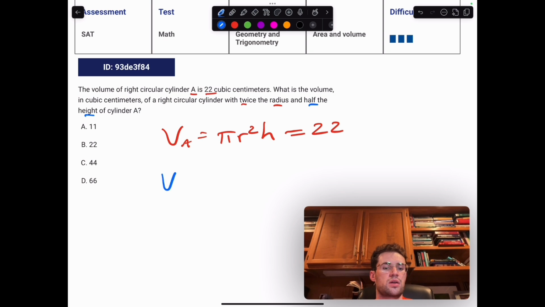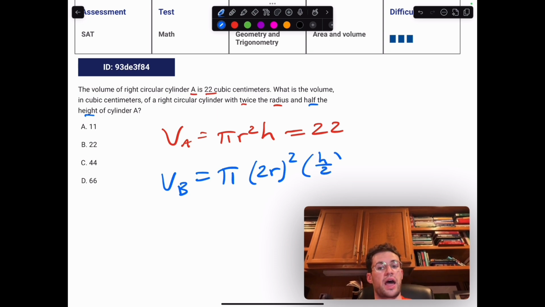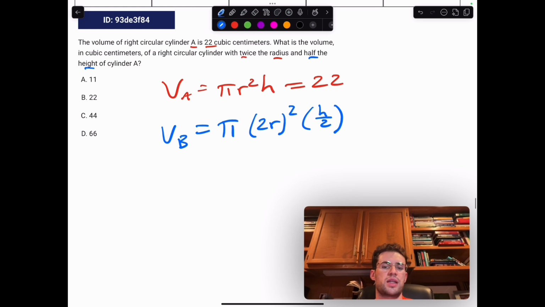For this cylinder B, that's going to be pi times double the radius. Instead of r, we're going to do (2r) squared. Make sure that it's in parentheses, so you're squaring the 2 as well as the r. And then our height would be half of the original height, so that would be height over 2, where you do 1/2 height. All right, so when you multiply this out, it gives you pi times 4r squared times 1/2 times height.